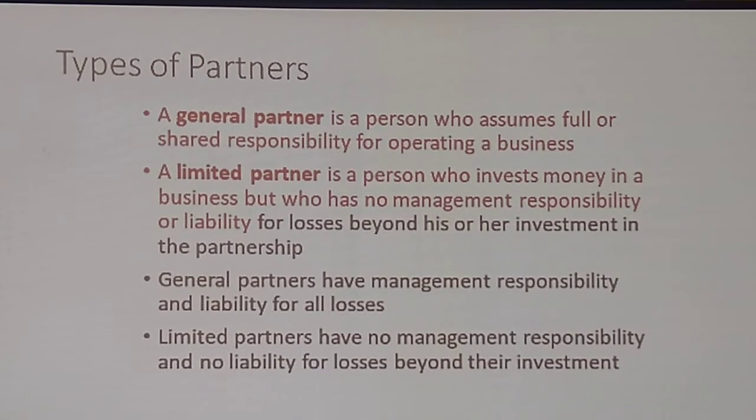So a general partner has full responsibility as well as liability, whereas a limited partner will invest their money. They don't have any management responsibilities, and if they lose money, they're only going to lose their initial investment. Their home and their other assets are not a liability.